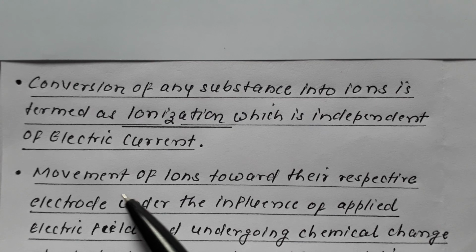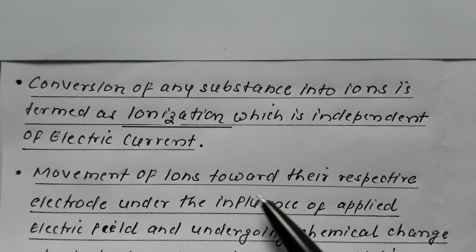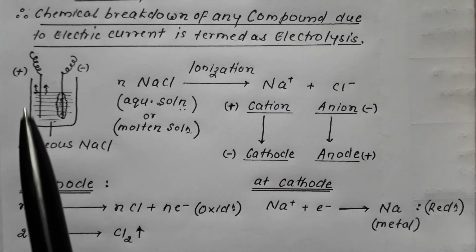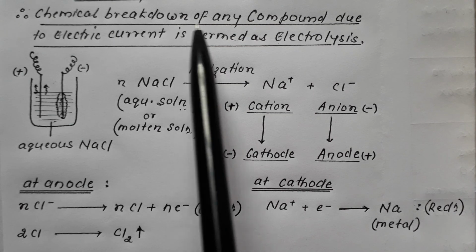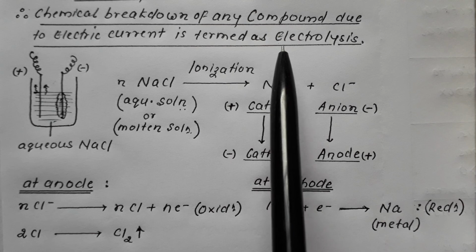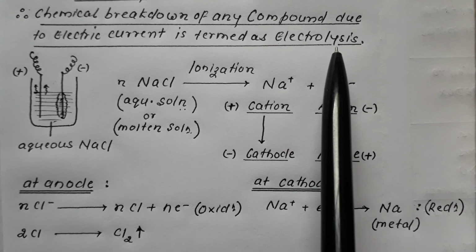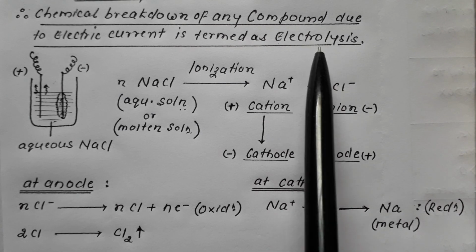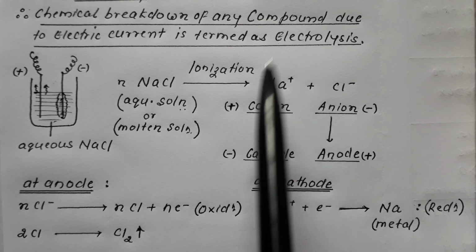Further, movement of ions toward their respective electrodes under the influence of applied electric field and undergoing the chemical change at the electrode is termed as electrolysis. So the chemical breakdown of any compound due to electric current is termed as electrolysis: electro plus lysis, breakdown due to electricity.